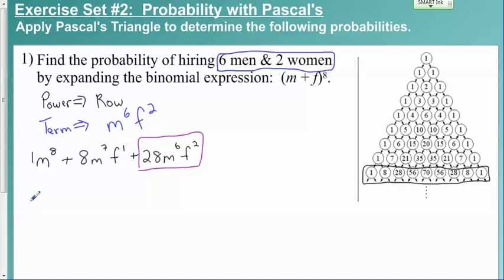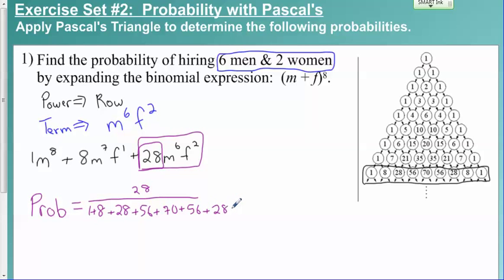And so our probability is equal to the coefficient, which is 28, over the sum of the entire row. So we could do 1 plus 8 plus 28 plus 56 plus 70, and I can rewrite that entire row, which is very, very tedious. And that's why in the previous video, I showed you there's a pattern. If I were to add up all of those numbers, I would get 256 on the bottom, which is the same as saying 2 to the 8th power.